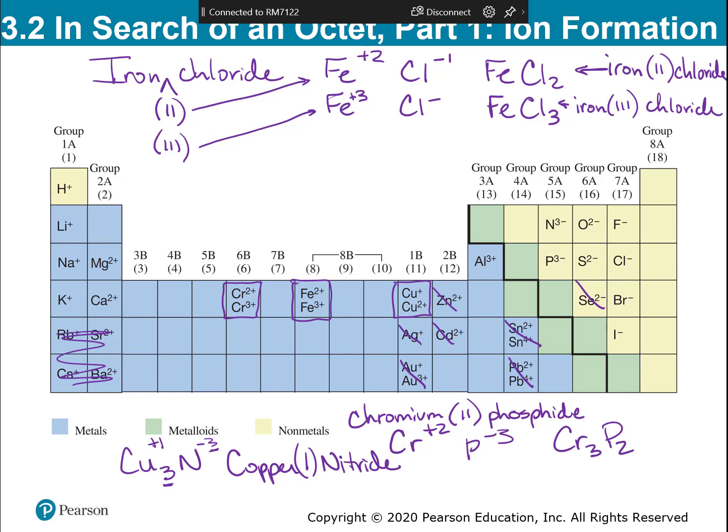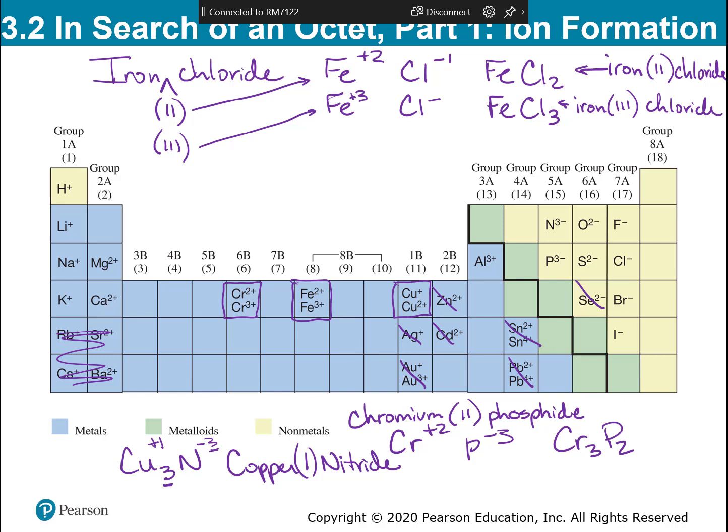I don't care if you use the parentheses, but you definitely have to have a Roman numeral. So note for yourself, iron, copper, chromium, they will always have a Roman numeral in their name. Iron, copper, and chromium. Those are the only three. So you may need to do a couple of examples for yourself. How do I name it? How do I write the formula?